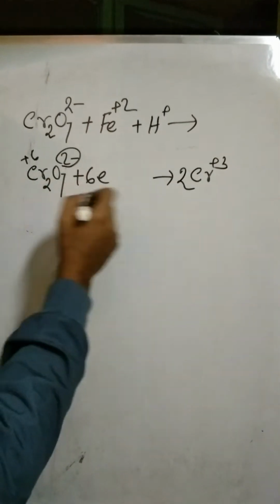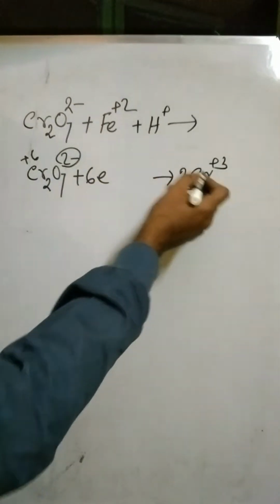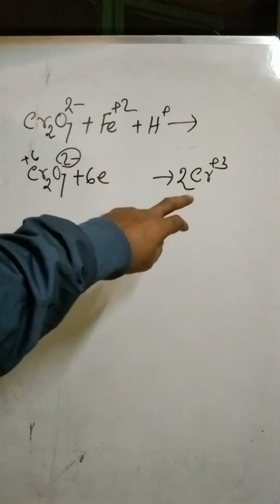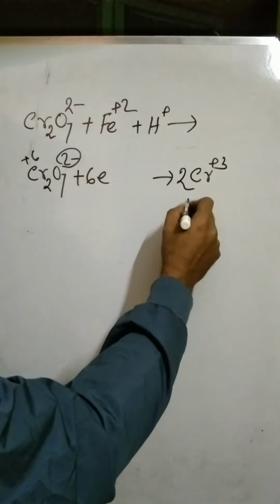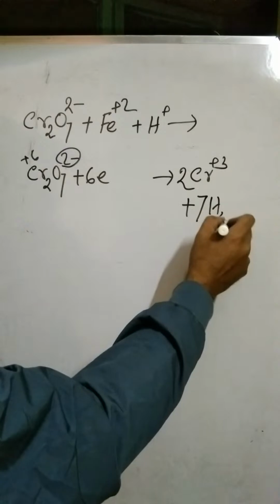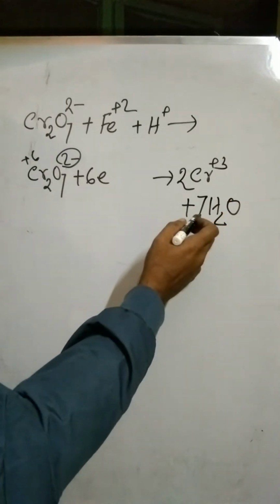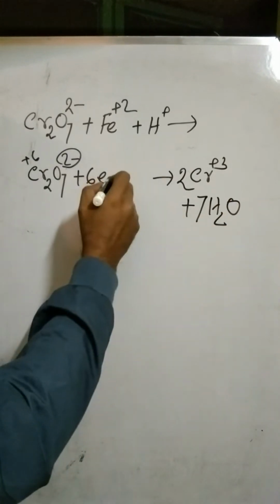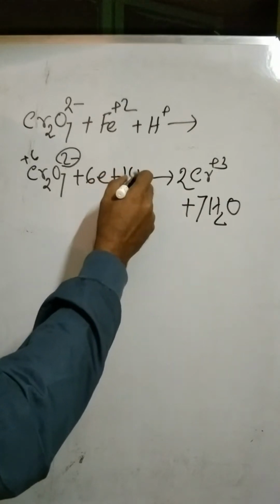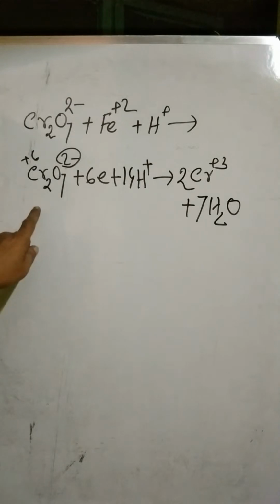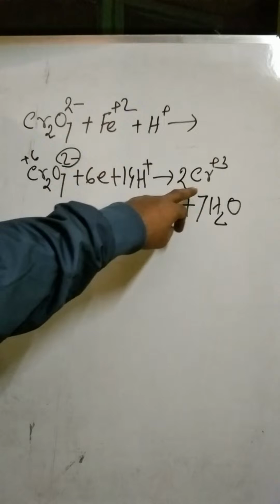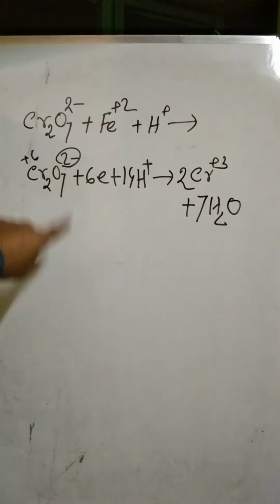Now here 7 oxygen atoms are there, and here no oxygen is there with Cr plus 3. So those 7 oxygens are eliminated as 7 H2O. Now to form 7 H2O, the number of H plus required is 7 into 2, that is 14. So 14 H plus is needed. So this is the overall reaction of the dichromate ion, where it converts into chromium plus 3 ion in acid medium.